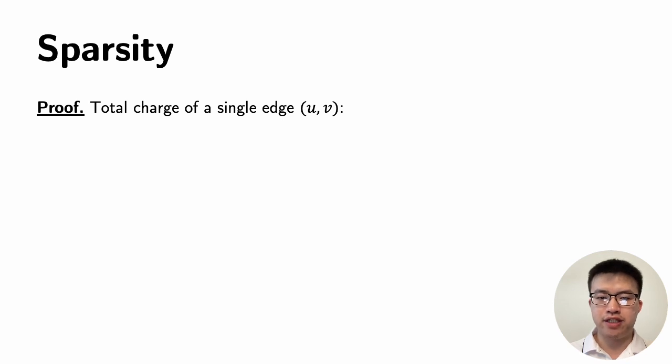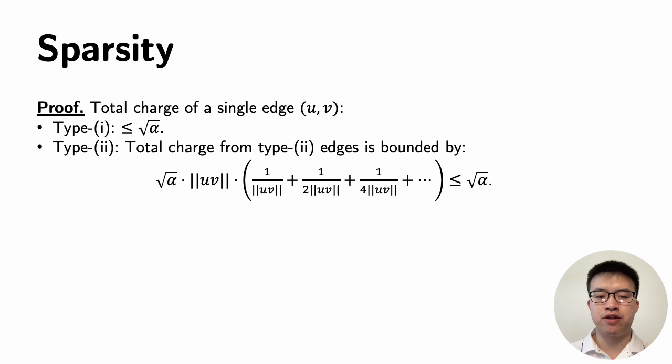Now for a single edge uv, the total charge of type 1 edges to uv is less than square root alpha. This is due to the fact that for a single scale, there are only square root alpha edges charged to uv. For type 2 edges, the total charge is bounded by a geometric series. This is due to the fact that the charge to uv decreases by the length of the edge in the single scale. And the sum of this geometric series is also bounded by square root alpha.